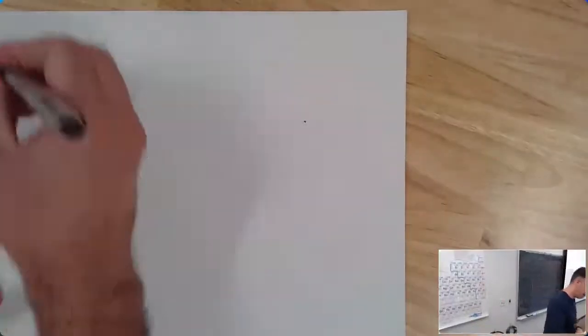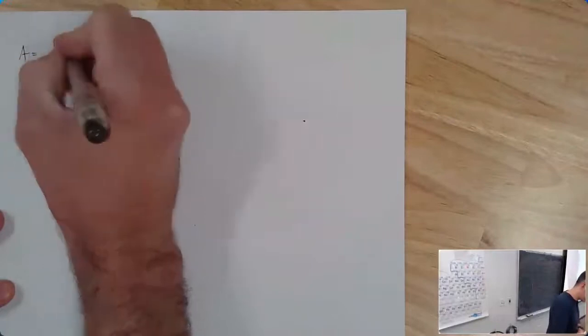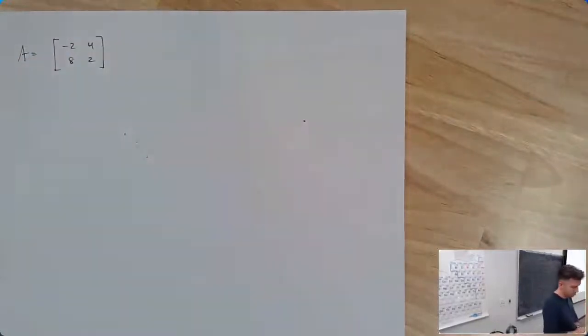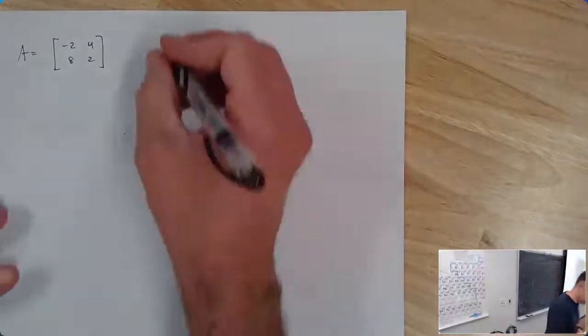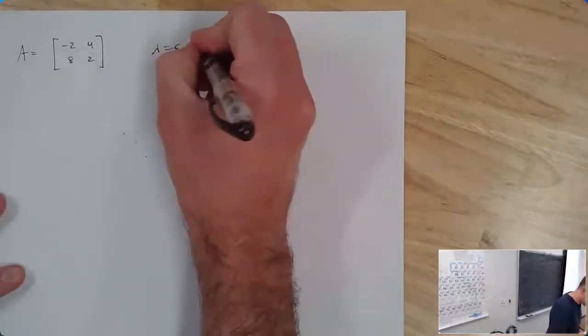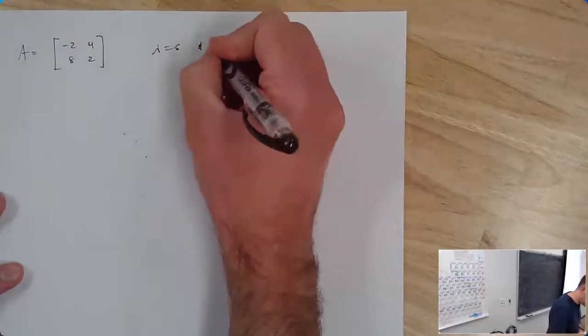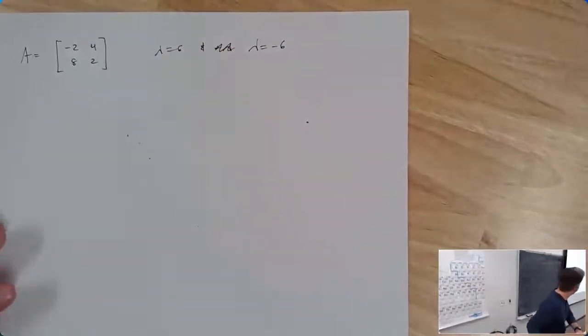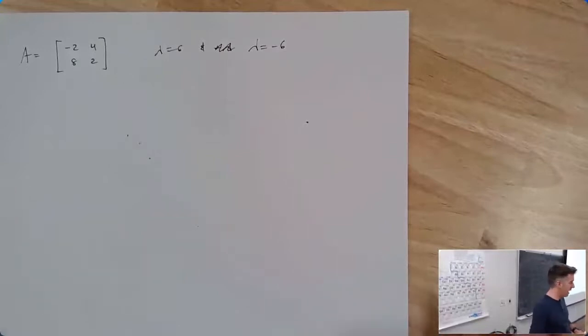Sure. The matrix, okay, is [[-2, 4], [8, 2]], and then the eigenvalues are 6 and -6. Oh yeah, I definitely saw this one. So let's talk about how to find the eigenvector. Would anyone like to see how we find the eigenvalues first? Are we cool? Okay, I think we're good.